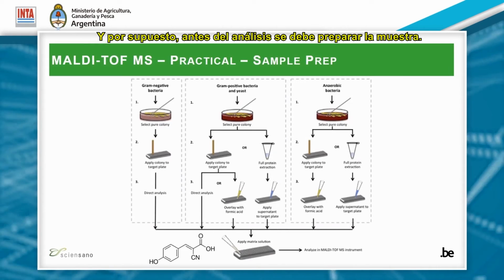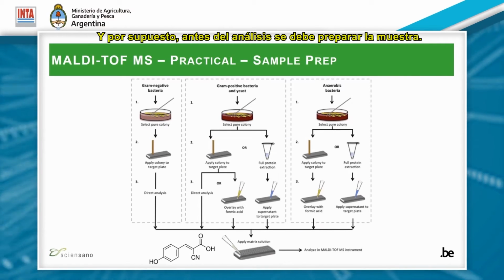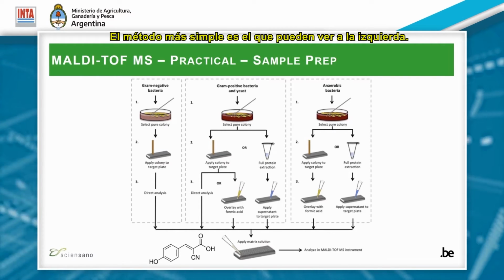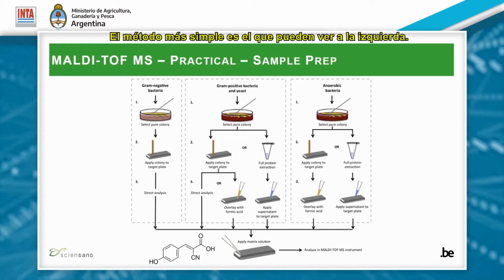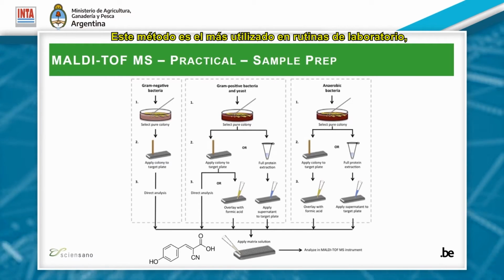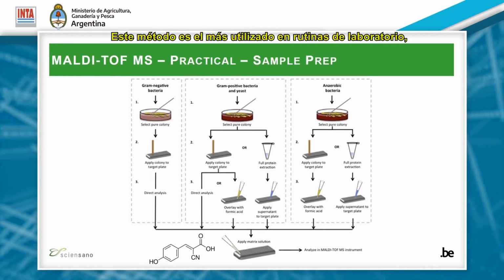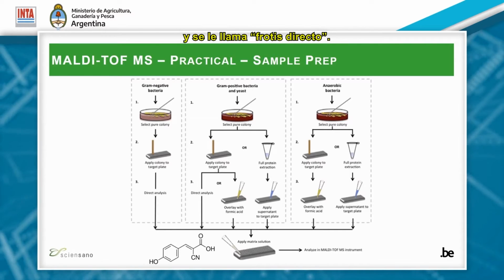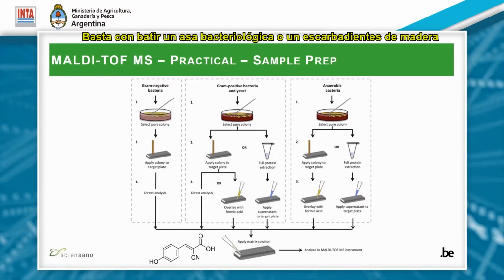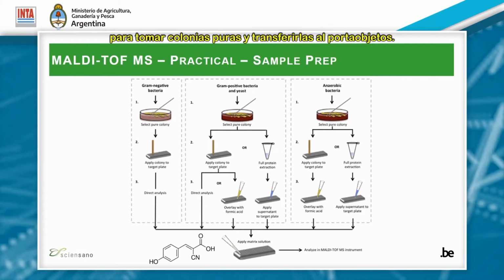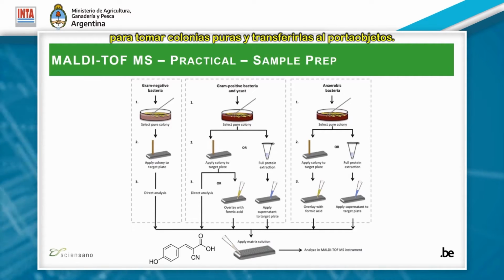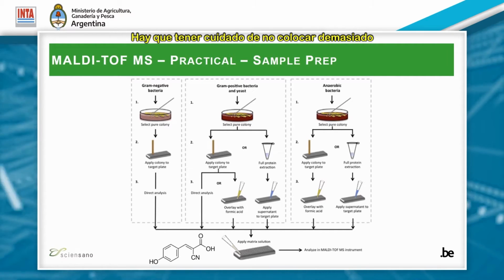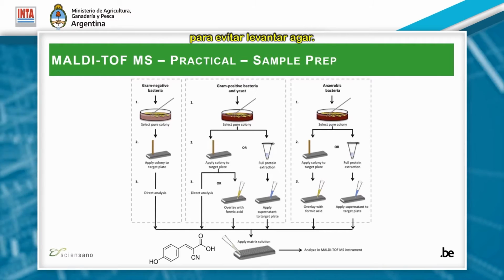Now, of course, prior to the analysis, the sample needs to be prepared. There are different ways to prepare the sample. The most simple method, and this is the one that you can see on the left, is also the method that is most used in routine labs. We call it the direct smear method. It's sufficient to just use a loop or even a wooden toothpick to pick some cell material and to transfer it on the target plate.